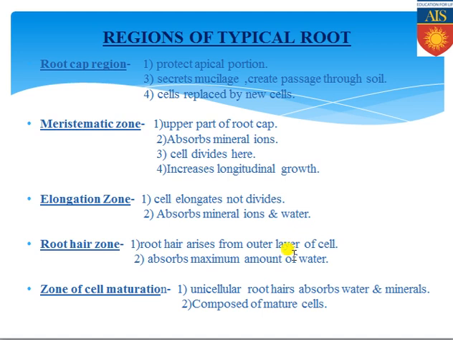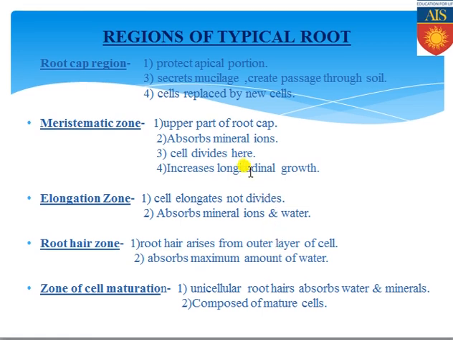It is responsible for secreting the mucilage, which is a slippery substance, and due to the release of that mucilage-like substance, a passage is created through the soil for the root. And if the cells present in the root cap region get damaged, they will be replaced by new cells. So let's see the root cap region in the figure.